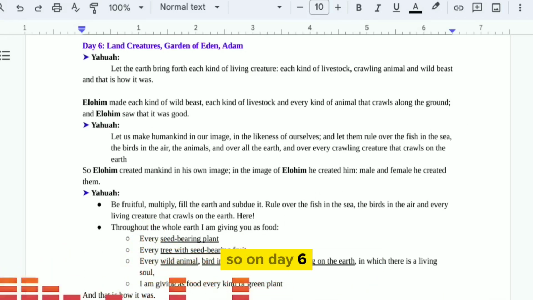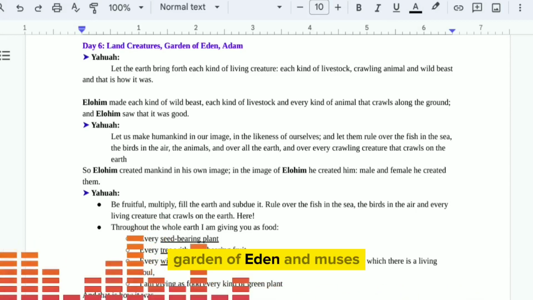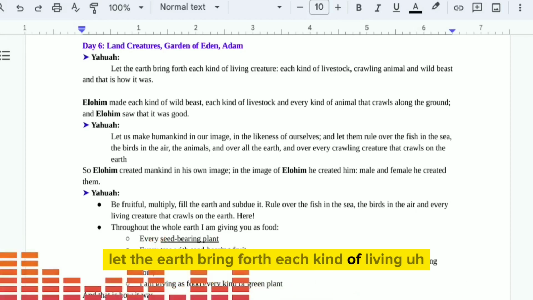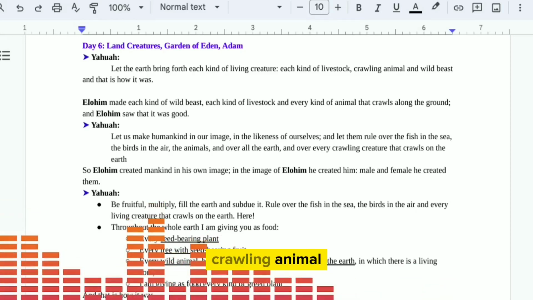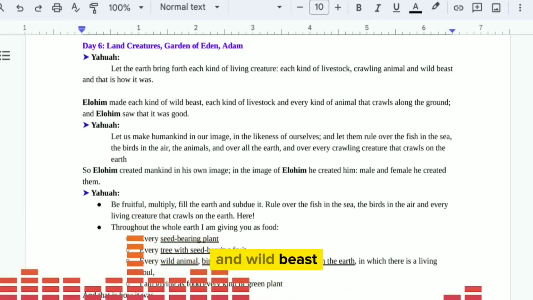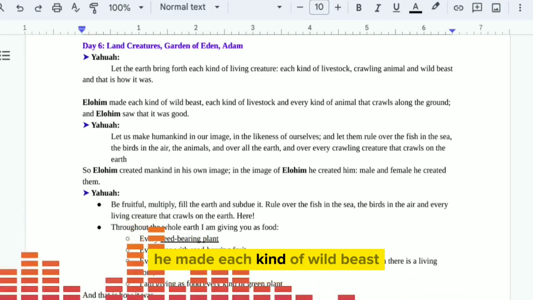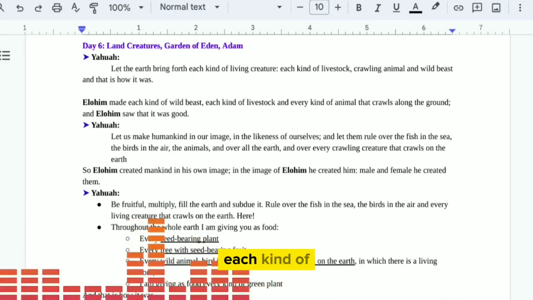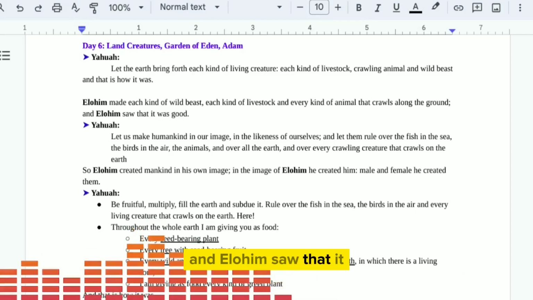So on day 6, land creatures, Garden of Eden, and who says, let the earth bring forth each kind of livestock, crawling animal, and wild beast, and that is how it was. Elohim made each kind of wild beast, each kind of livestock, and each kind of every animal that crawls along the ground, and Elohim saw that it was good.